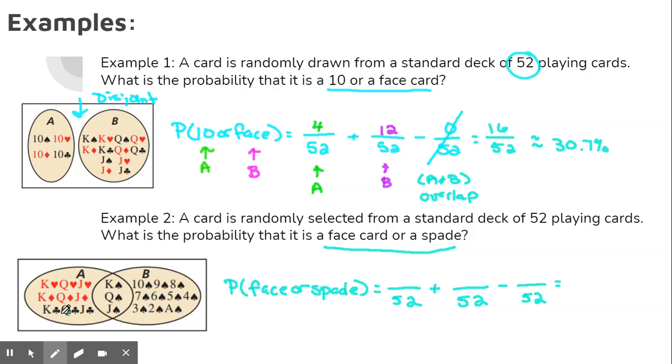Okay, so again, we have 12 face cards. We have 13 spades. You always have 13 of each. And then we have that overlap. We have this area in the middle, and there's 3 of those that overlap. So we want to subtract out that overlap as we go through this. And then again, just like before, we're simply going to add: 12 plus 13 is 25, minus 3 gets us 22 out of 52, or about 42.3%.